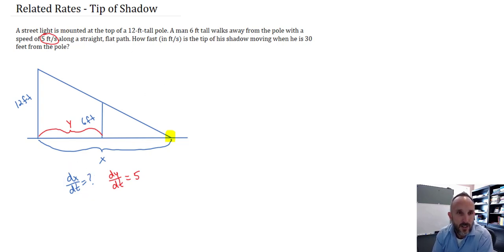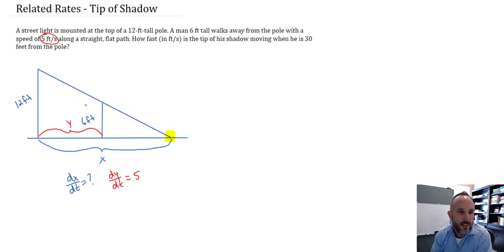All right, so we have what we call similar triangles here. We've got this bigger outer triangle, and inside that we have this smaller similar triangle. So we can set up an equation using proportions for those triangles.